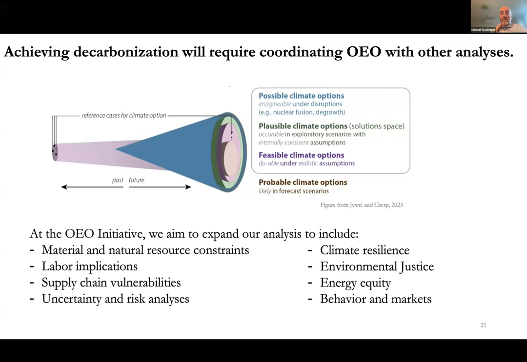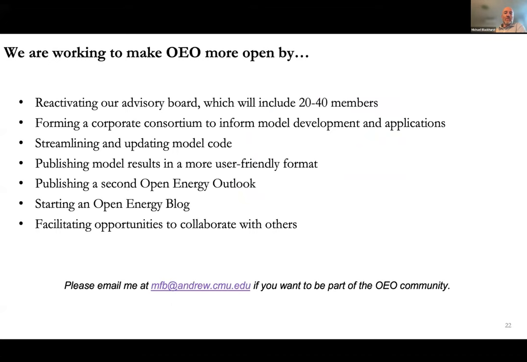So here are some things we're doing to make OEO more open. We're reactivating our advisory board, which will include about 20 to 40 members. We're looking to form a corporate consortium to inform model development and applications. We are streamlining and updating the model code. It hasn't been updated for some time, so that hopefully will make it a little bit easier for new users to use the model. We're looking to publish our results in a more user-friendly format so that even if you don't know how to run the model, you can still make use of our results.